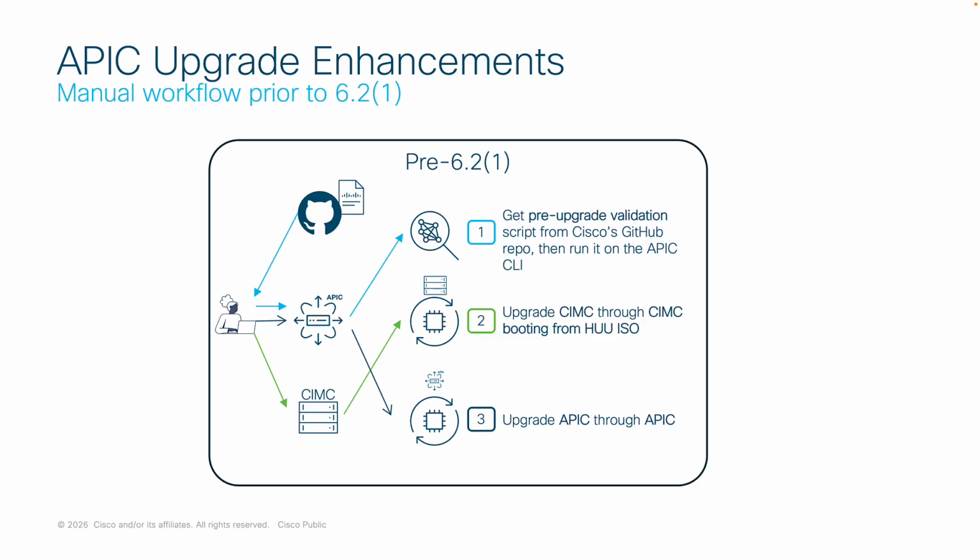Then when it comes time to update the CIMC hardware components first, you would download the HUU ISO from cisco.com. You would mount it. You would boot the whole server from that ISO and run through the firmware workflow of upgrading all those components. Then you would reboot again, and then you would go into stage 3, which would be actually upgrading the APIC software itself.